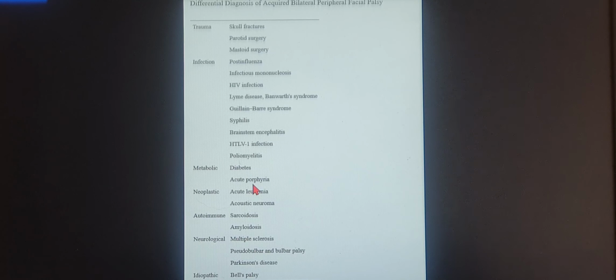Then we have very rare cases of patients with diabetes having affection of the facial nerve on both sides. Then the neoplastic: acute leukemia and porphyria and all that, acoustic neuroma on both sides. So I'm going to talk about sarcoidosis, Lyme disease, syphilis, and the management, the protocol of how you can investigate the patient and how you treat the patient.